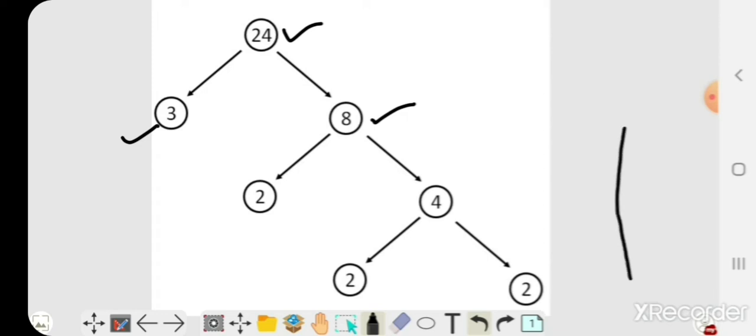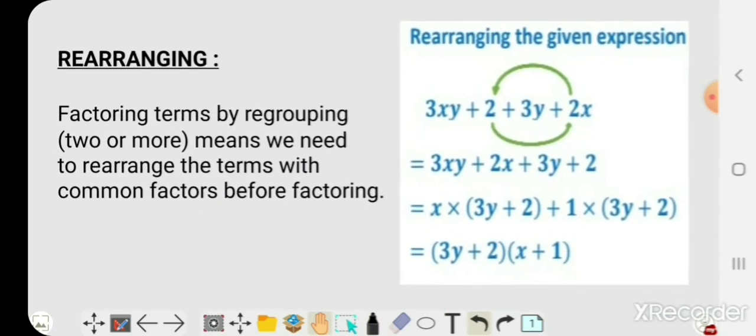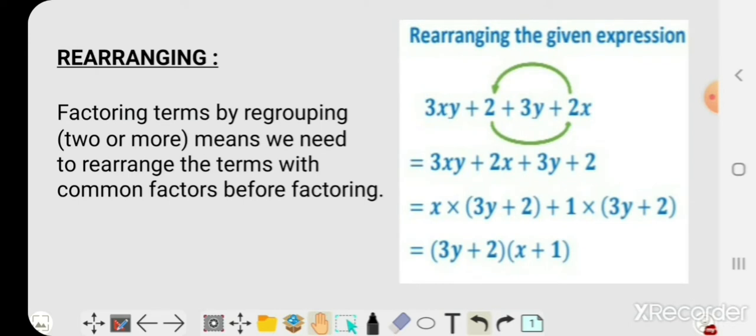Before starting the exercise, let's know one more concept, rearranging. Rearranging means, in the sense of factorization, factoring terms by grouping two or more. Means we need to rearrange the terms with common factors before factoring. Here you will not see simple numbers, okay? Here you will see algebraic expressions. Like the example given here, 3xy plus 2 plus 3y plus 2x. So we have to convert them in terms of factors. How will we write that expression in terms of factors?